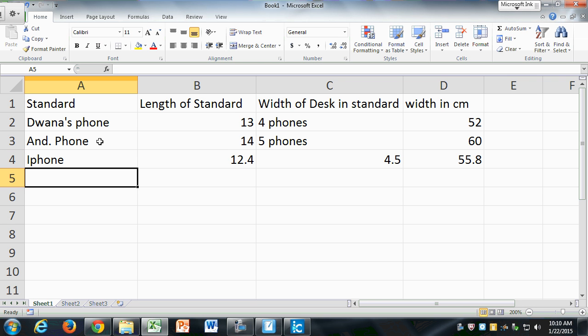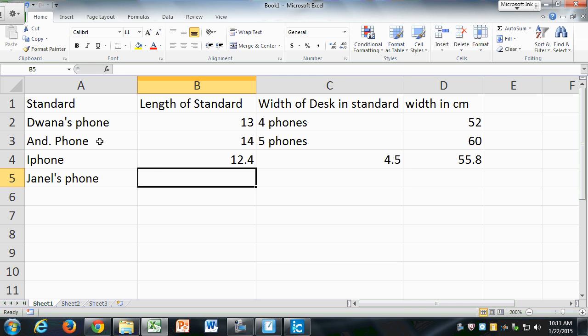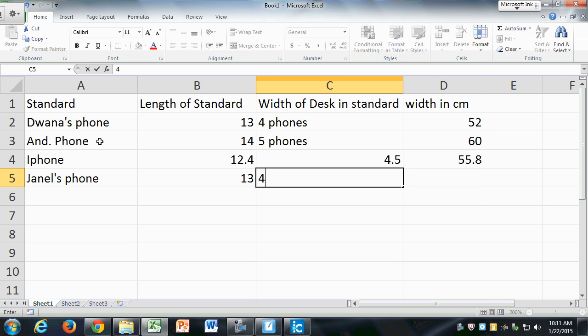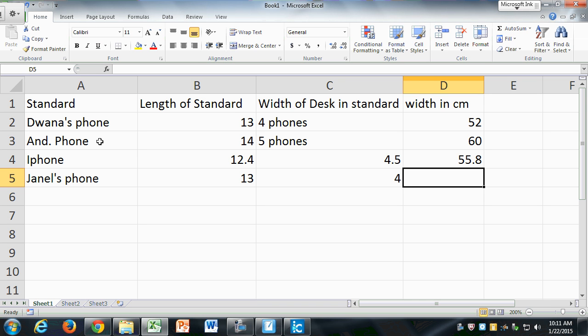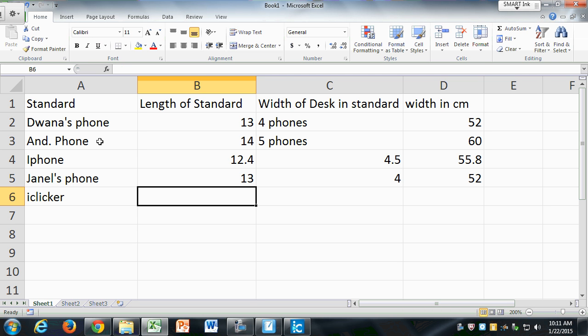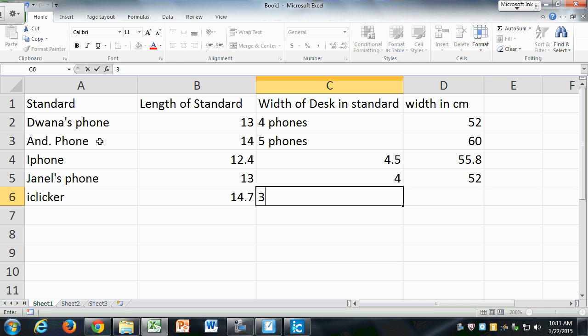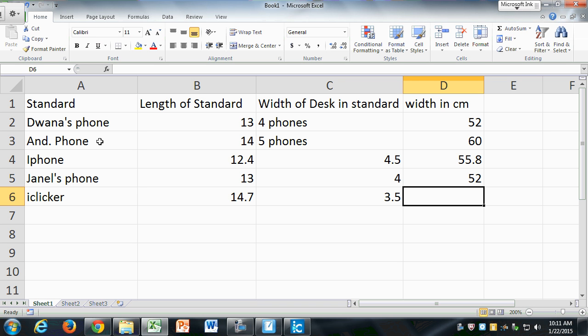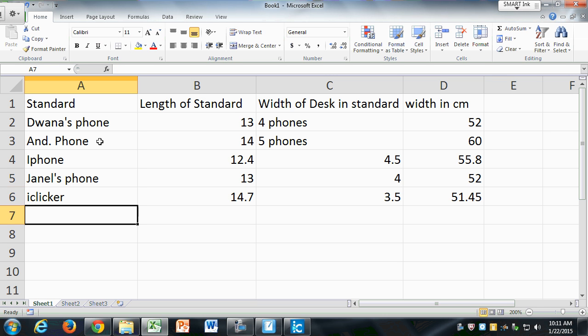Olivia? We had Janelle's phone. Gosh, you all use phones? We had 13 centimeters and 4 iPhones, and it was 57. Okay. We used an iClicker. It was 14.7 centimeters. So we used 3.5 iClickers, and it was 51.4 buckets. Okay, very good.